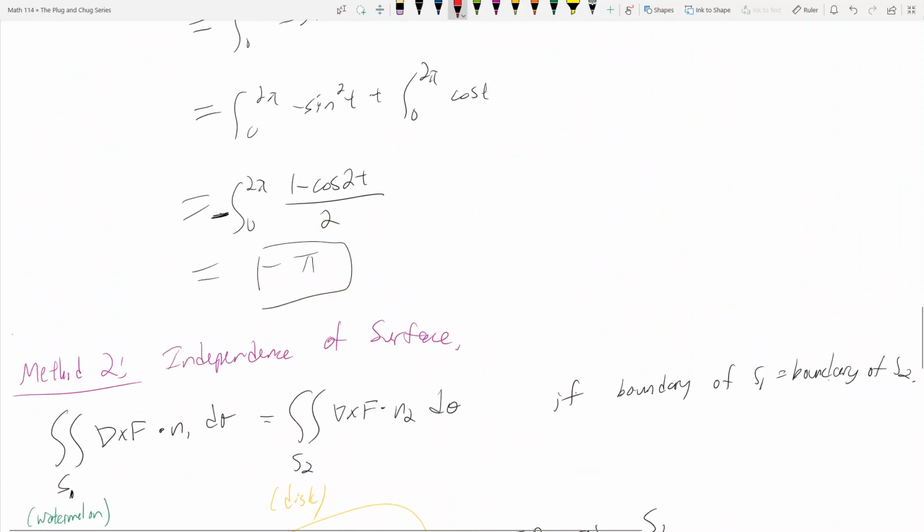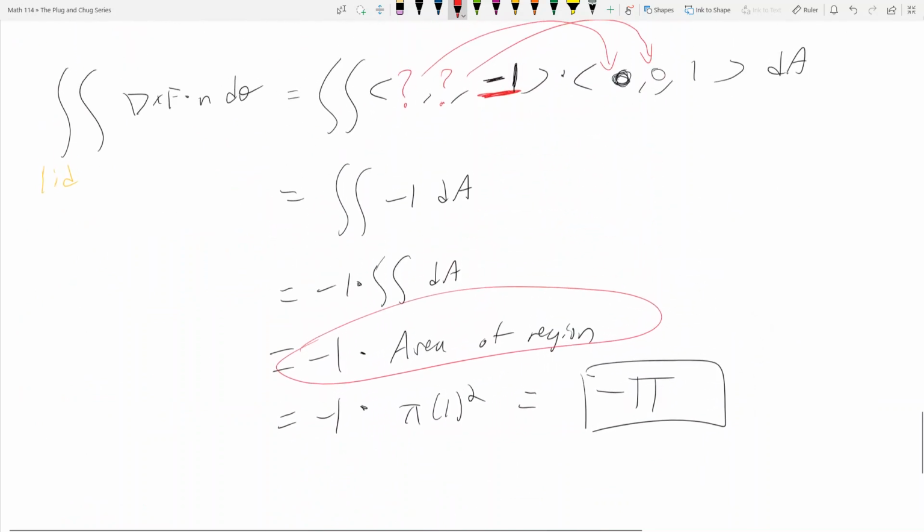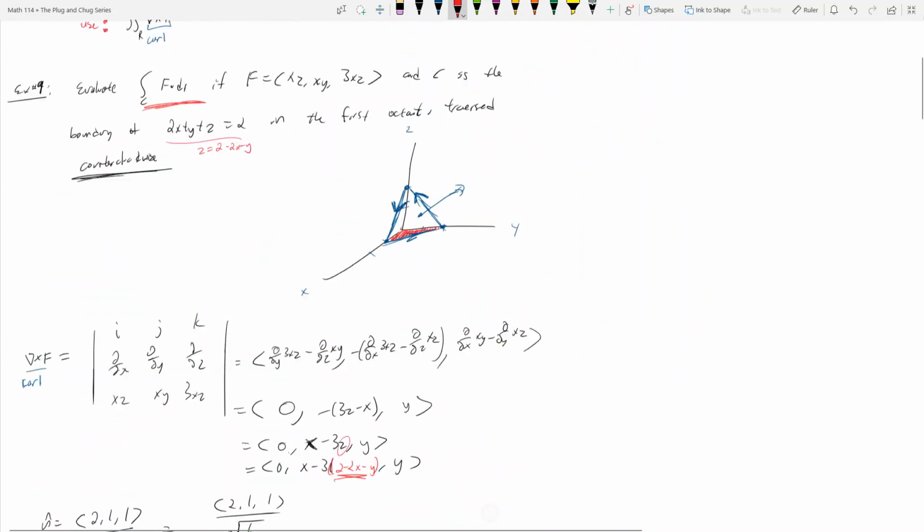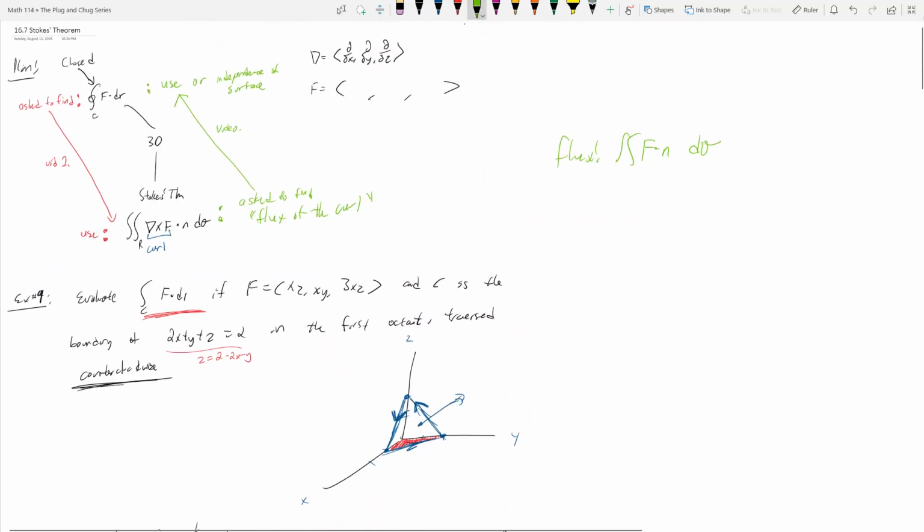So, what did we do in this video? We were asked to find the flux of the curl in the question. However, we ignore that, and we either use this line integral over the boundary, and remember, the boundary has to be closed, or we used independence of surface, where we chose a different surface to calculate this. So that is Stokes' theorem in a nutshell.